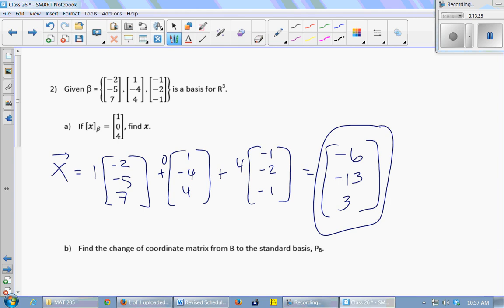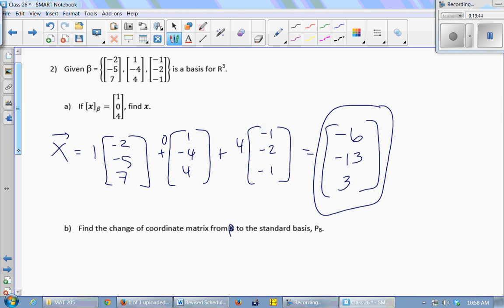To find the change of coordinate matrix from beta, sorry, I kind of went back and forth between using b's and betas. The change of coordinate matrix from beta to the standard basis is just the columns of the basis. So this is a super easy question to answer. The change of coordinate matrix has as its columns the vectors of the basis.